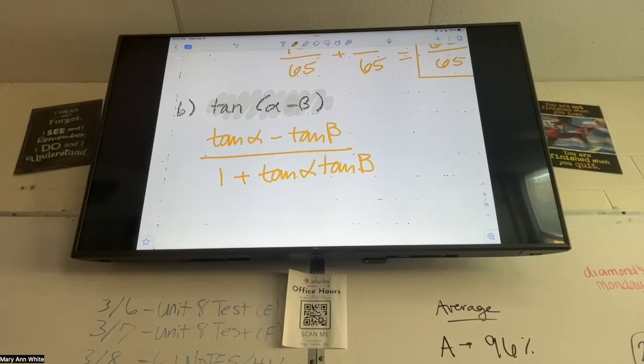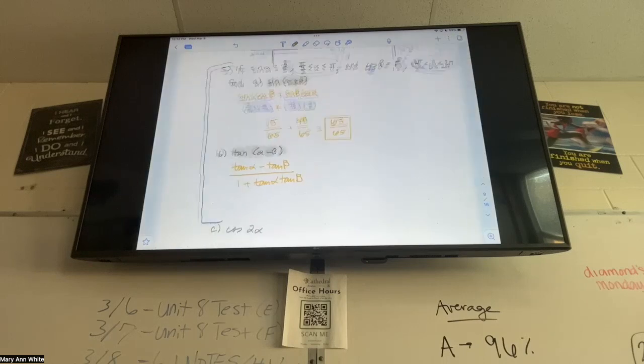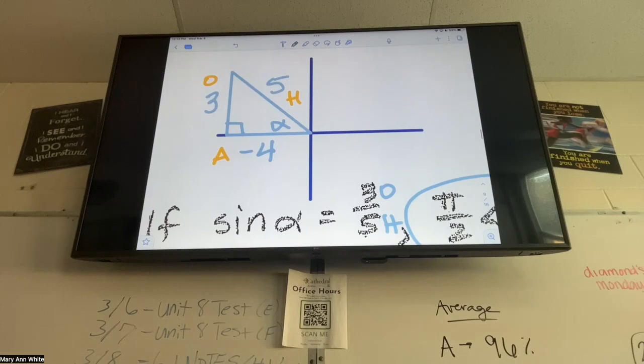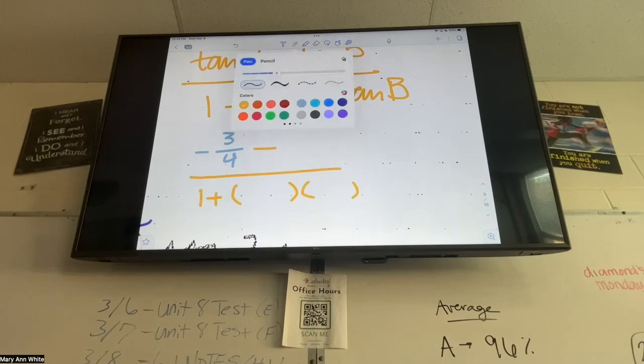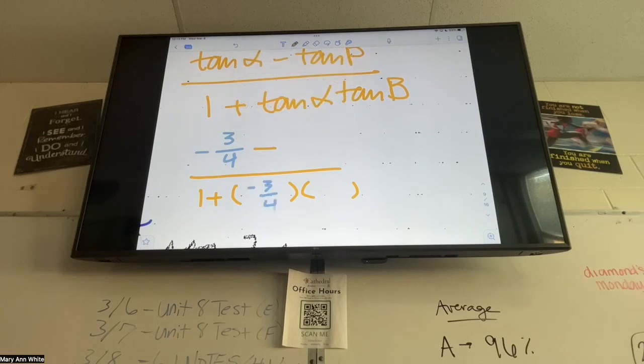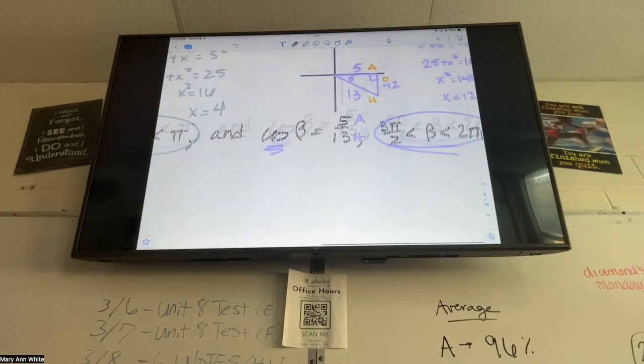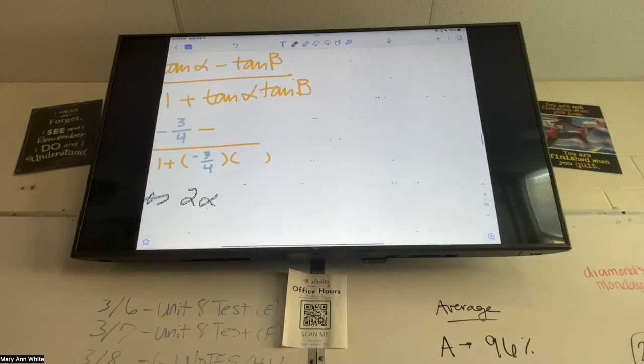When we did this with the unit circle problems, we had to solve out tangent for both of those angles. But I could just go up to my triangles and do opposite over adjacent for alpha and opposite over adjacent for beta and figure out what those are. So tangent of alpha is going to be 3 over negative 4. Okay. And then my tangent for beta is going to be negative 12 over 5.